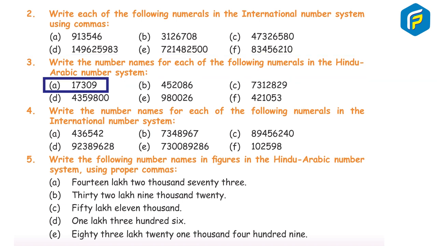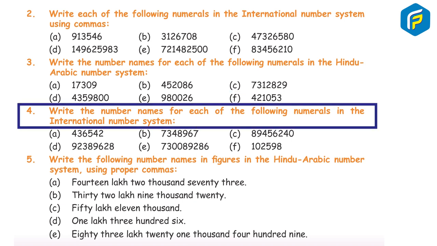Question 3. Write the number for each of the following numerals in the Hindu Arabic number system. Answer: A. 17,309. B. 4,52,086. C. 73,12,829. D. 43,59,800. E. 9,80,026. F. 421,053.